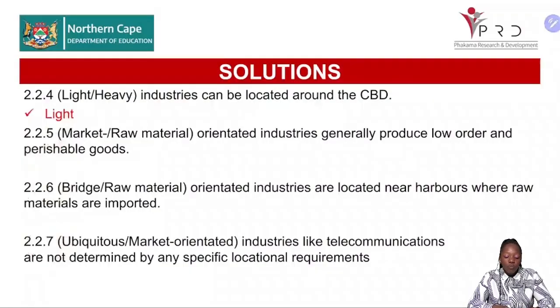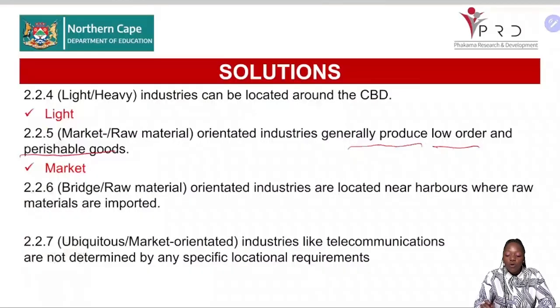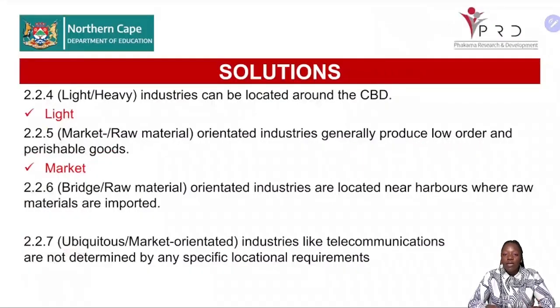Then your 2.2.5, the market or raw material orientated industries produce low order and perishable goods. So you will realize this is your market. Why low order? Remember, low order goods are the goods that are bought every day. You will remember in the settlement geography. So they are bought every day and they're supposed to be sold fast because they will expire soon.